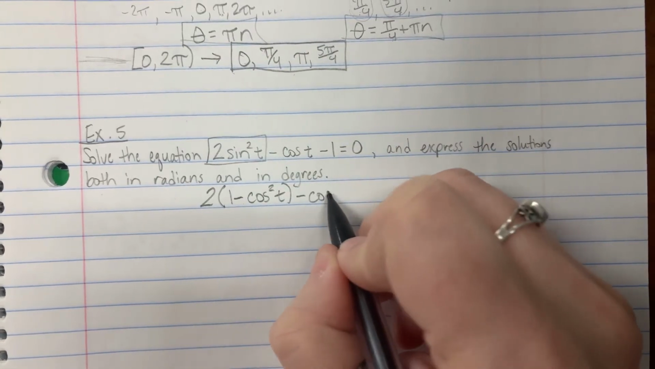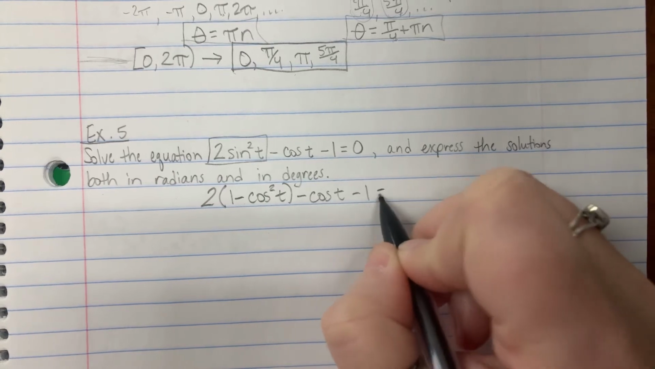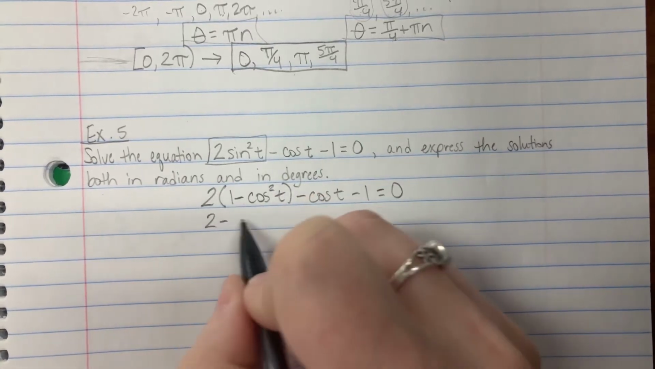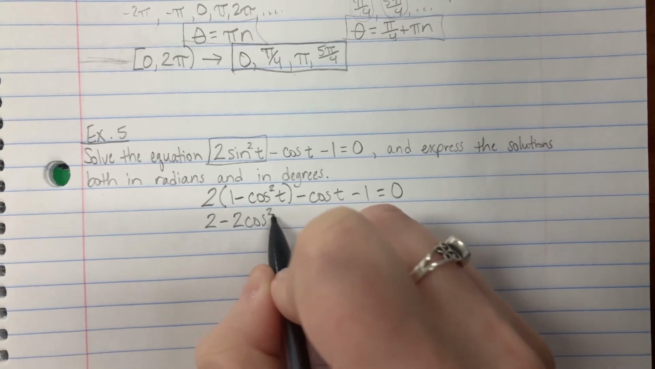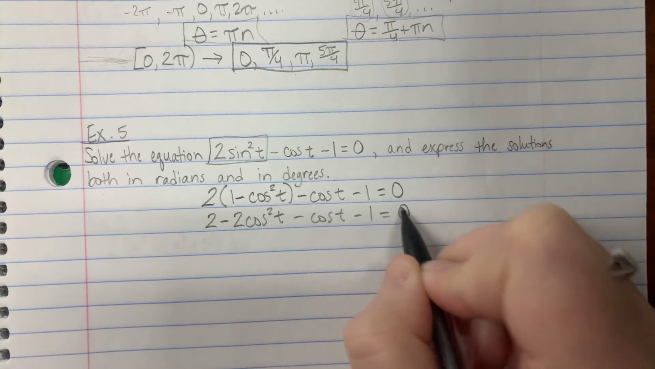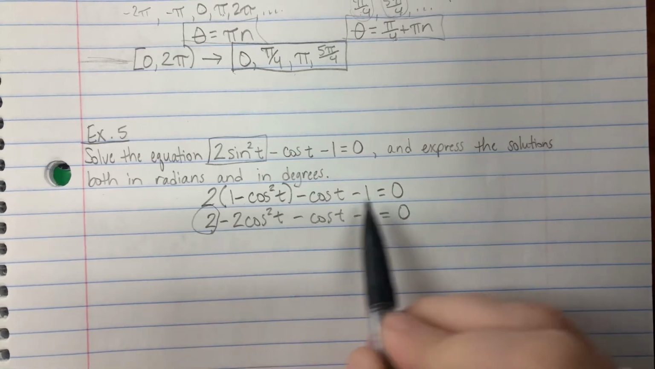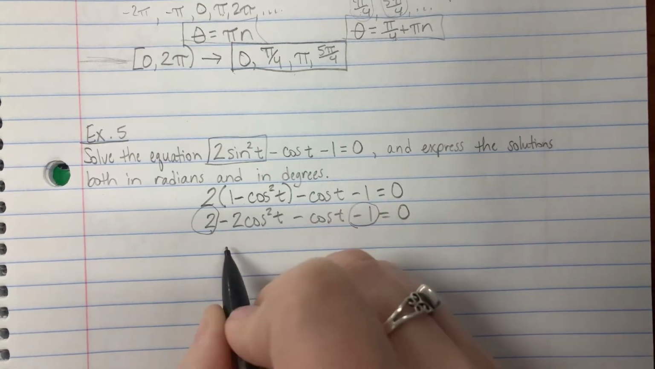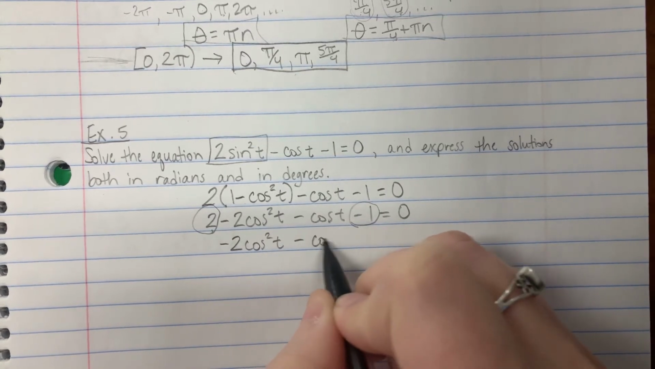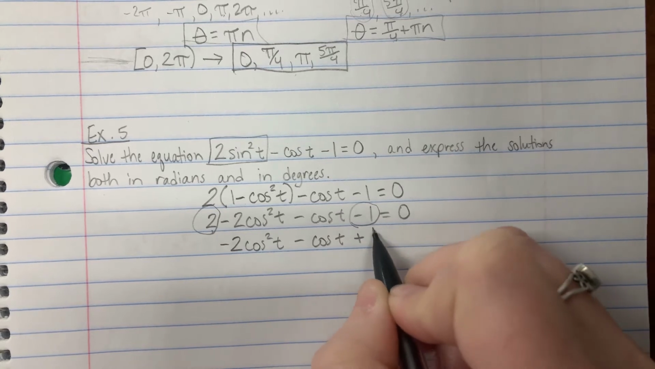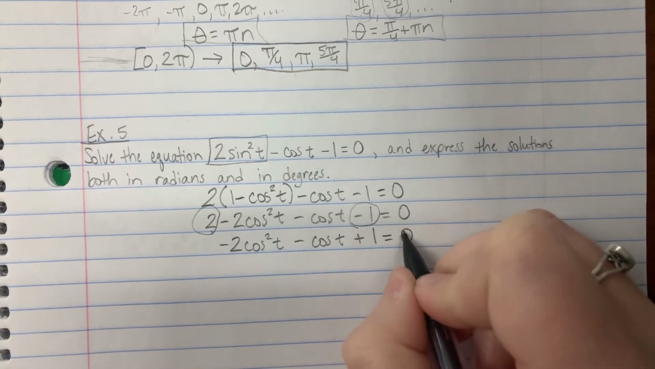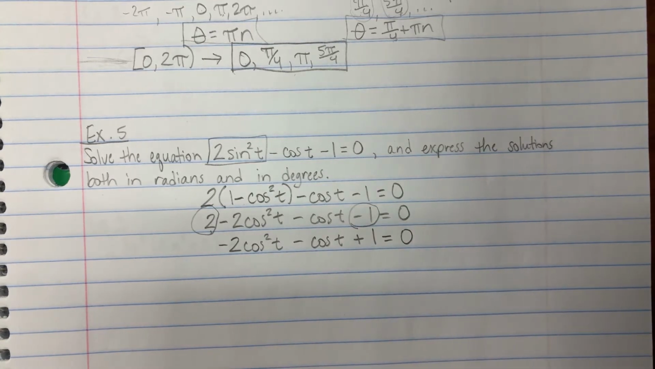So let me write the rest of this in here, and then we can start simplifying. If I distribute that, it would give me 2 minus 2 cosine squared of t minus cosine of t minus 1 equals 0. So I'm going to put this and this together. I have a negative 2 cosine squared minus a cosine, and then that would be plus 1, since 2 minus 1 would be positive 1. So all that did was switch that sign right there.